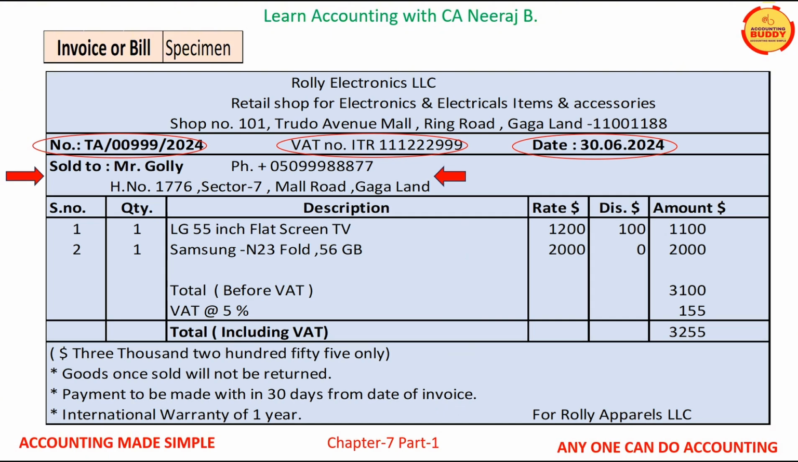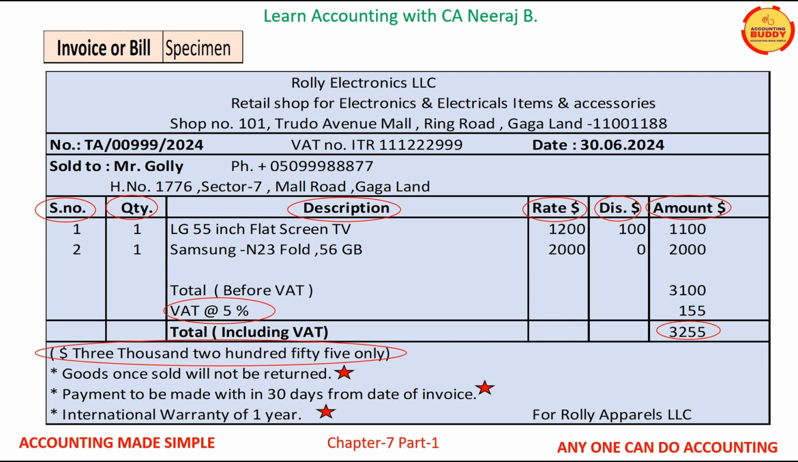The invoice generally has the columns for serial number, quantity, description, rate, discount, and amount. In case VAT or GST is applicable, the same is also charged on the basic value of the invoice. The total invoice value including the VAT is mentioned both in numeric and in words. Special conditions, if any, are also mentioned on the invoice.